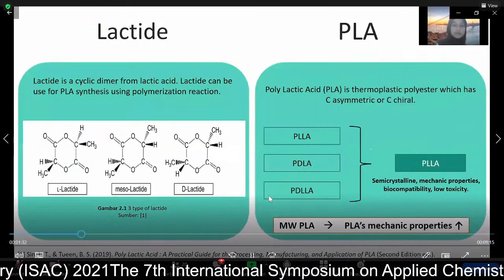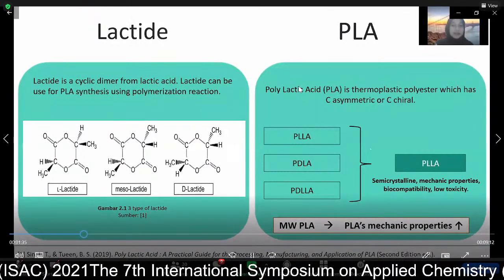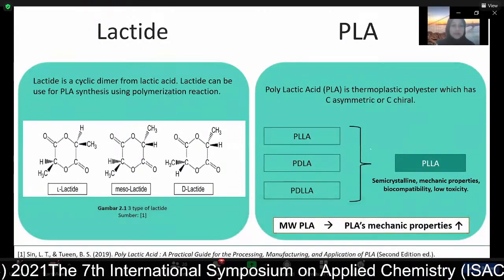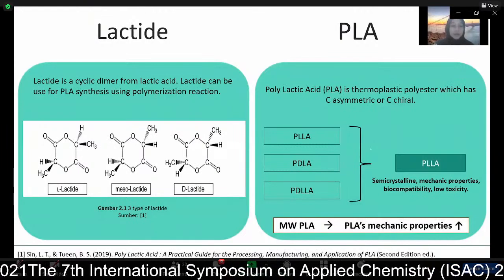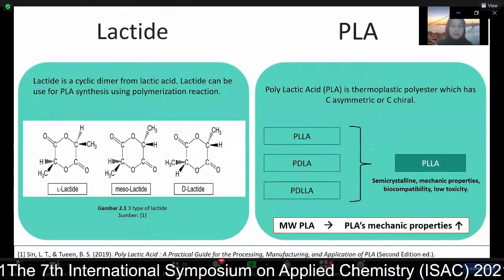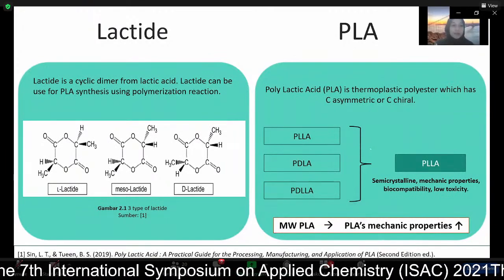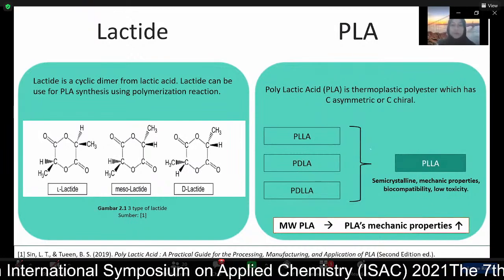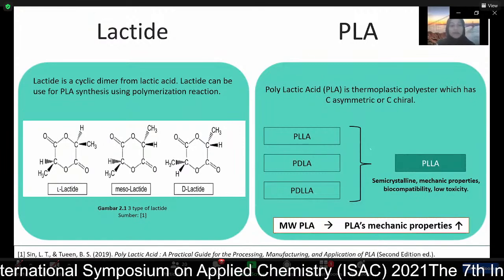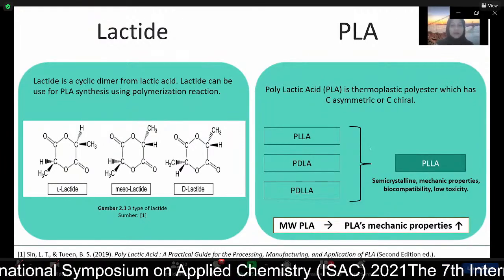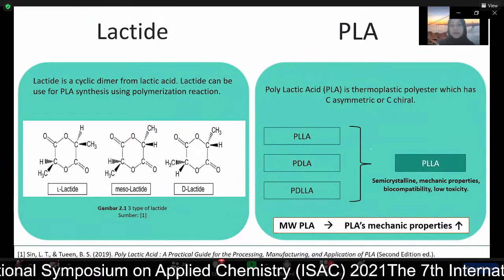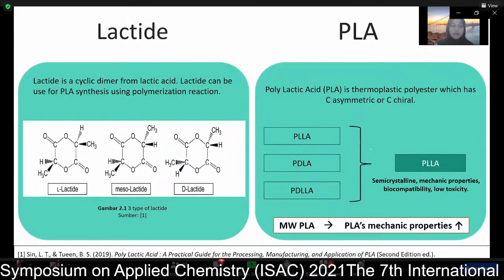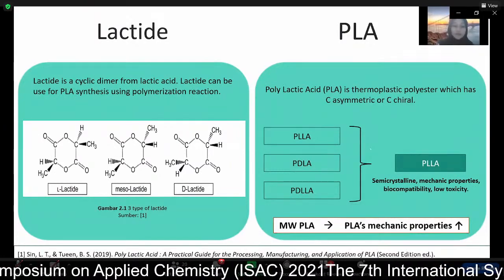Lactate can be used as a raw material for PLA synthesis. PLA is a thermoplastic polyester that has an asymmetric carbon in its structure. PLA itself has three different types of polymer: poly-L-lactic acid or PLLA, poly-D-lactic acid or PDLA, and poly-D-L-lactic acid or PDLLA. Of these three types, PLLA has many advantages compared with the others, and the advantages of PLLA were mentioned in the previous slide. The purpose of PLA synthesis is to obtain a high molecular weight of PLA. The higher the molecular weight, the more compact the PLA mechanical properties become.